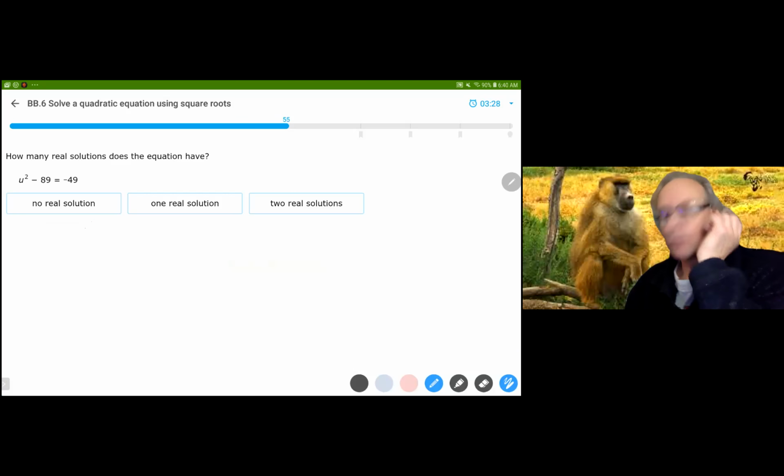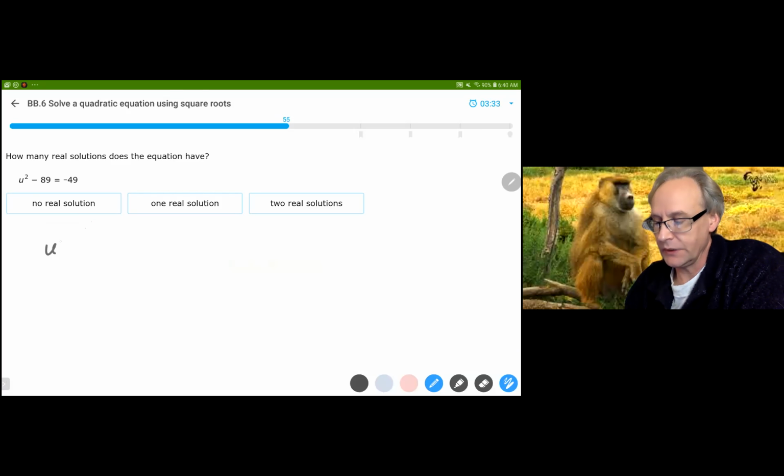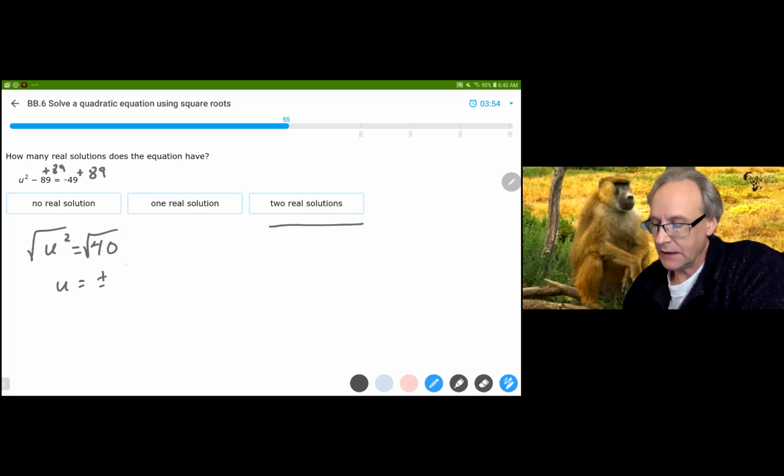Okay, in this one, we're going to have to add 89 to both sides. So when we add 89, we get u squared is equal to 40. And we do get two real solutions because the square root of 40 is plus or minus. And the way that you simplify this is you take the 4 times 10, so it's going to be 2 root 10. You generally reduce that.